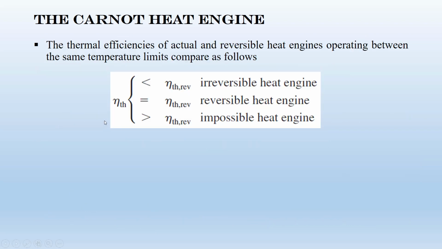If the thermal efficiency of the actual heat engine is lower than the reversible one, this is an irreversible heat engine. If the thermal efficiency equals the thermal efficiency of the reversible heat engine, then this is a reversible heat engine, and this is the maximum thermal efficiency. What happens if the thermal efficiency of your system is higher than the reversible one? Then this is impossible. It's impossible to make a heat engine with this thermal efficiency.